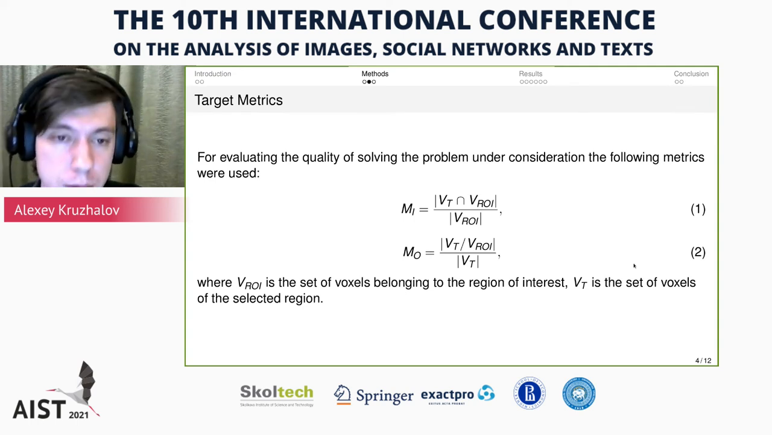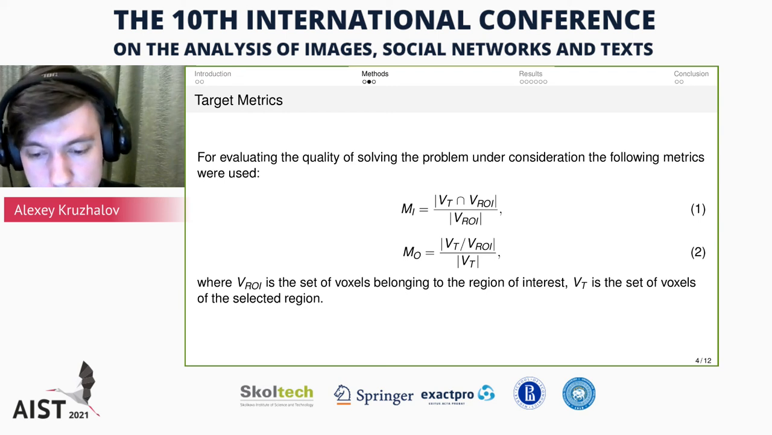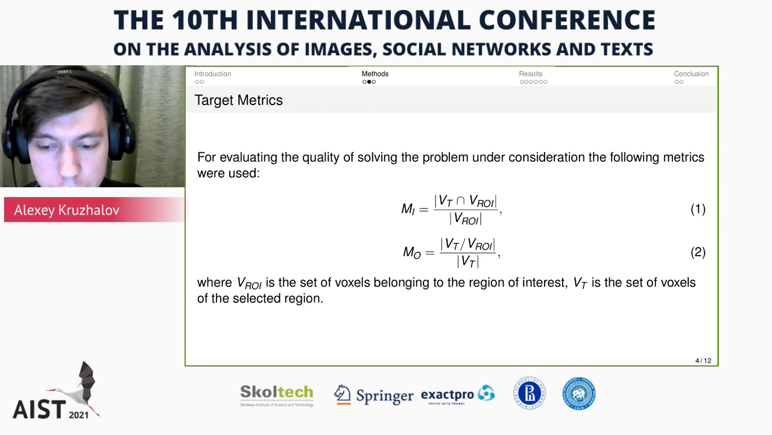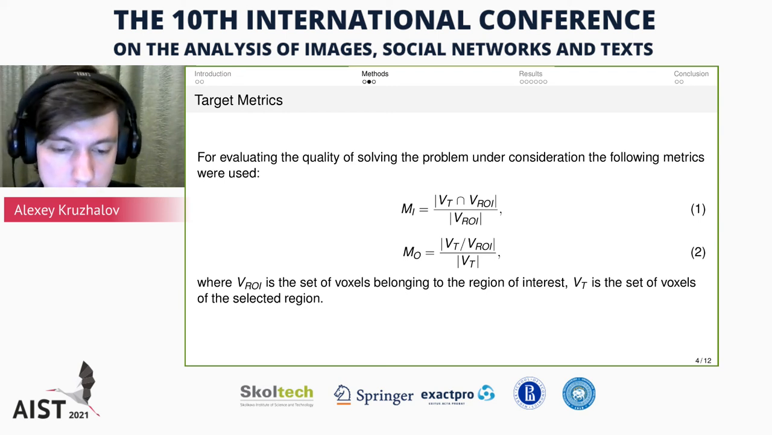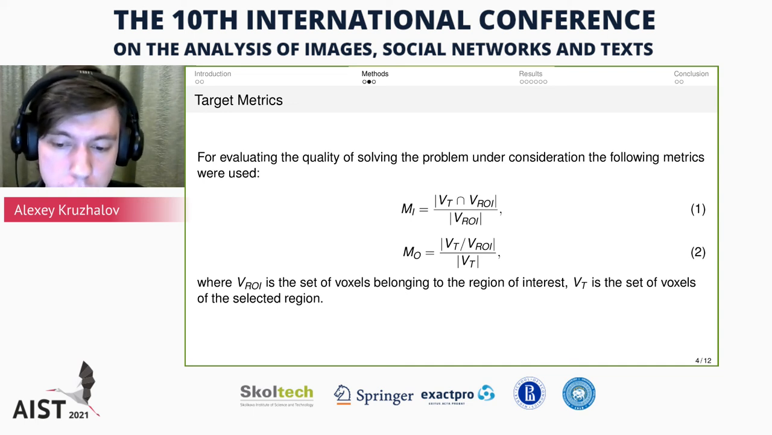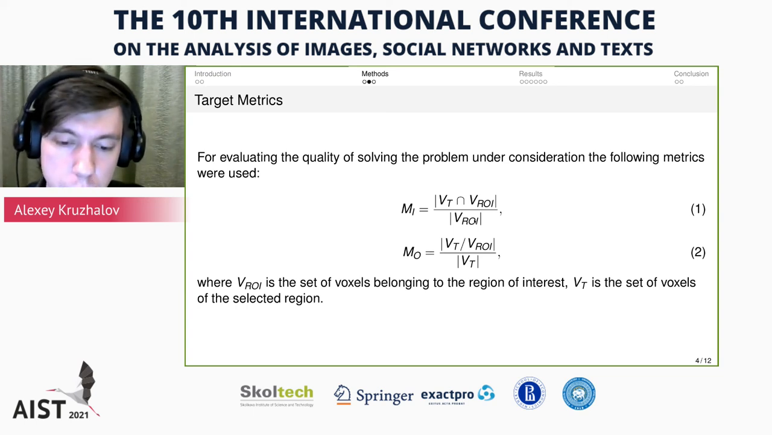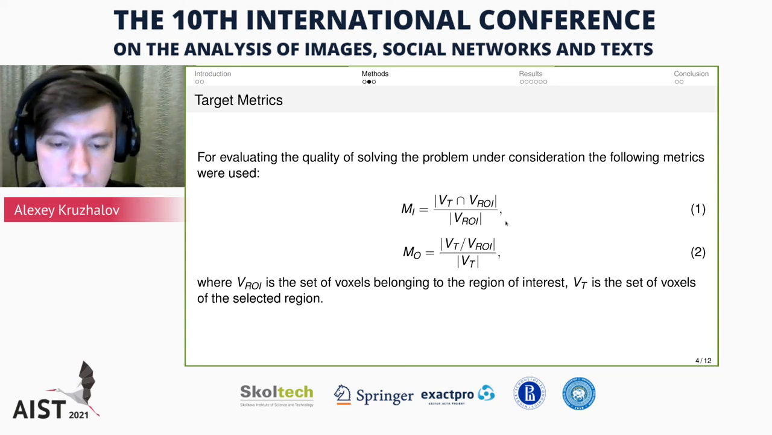We have segmentation masks for cerebral vascular aneurysms. So one of the criteria for evaluating the quality of solving the problem under consideration was the value of the intersection of the selected region with the region of interest. It is the first equation on the slide.